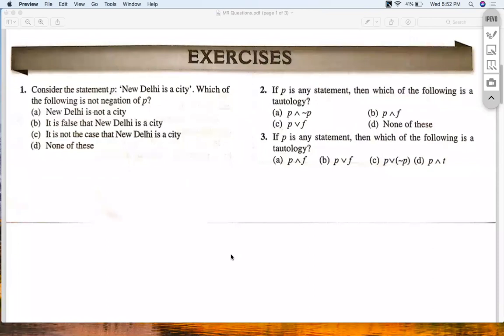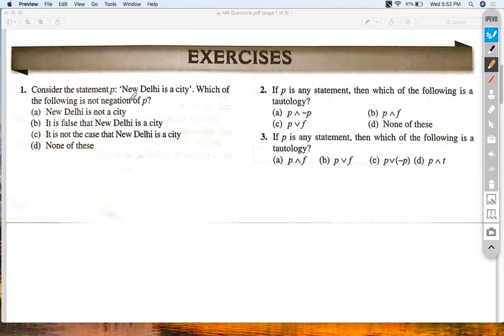D. First one. Are we ready with the answer? Yes, sir. Which of the following is not a negation of P? D, for Delhi. All of them are negation of P, right? So this is also, yes, sir. The right answer is none of these, because they're asking for not a negation of P. Is that fine? Yes, sir.